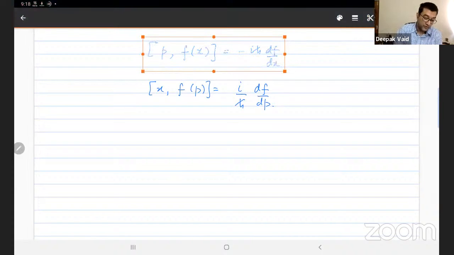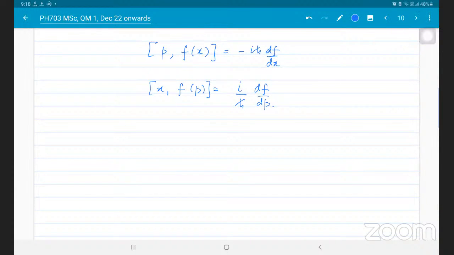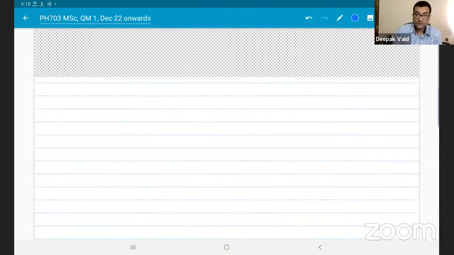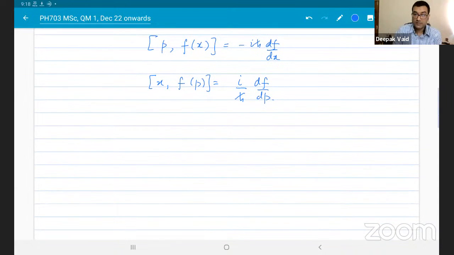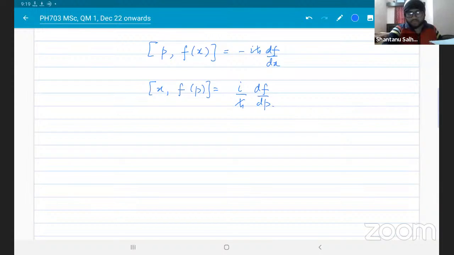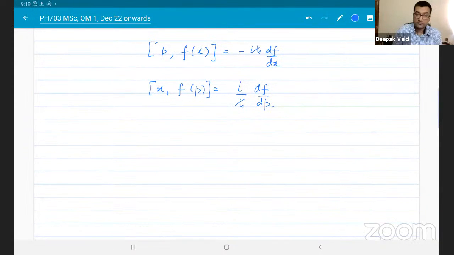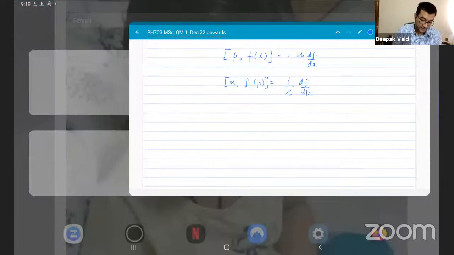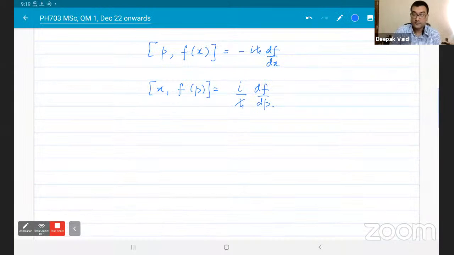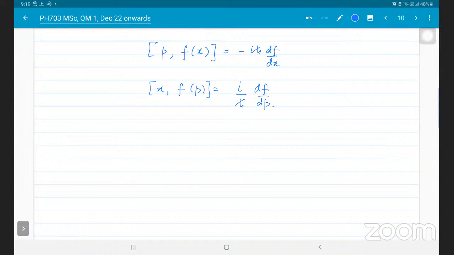Sir, your screen is not visible, sir. Writing is. I can see the update happening. Anybody else having any problem with this? No, sir. Vipul, can you? I'll just restart my screen sharing. Okay, one second. Tell me if that fixes it. Is this better? Yes, sir. Okay.